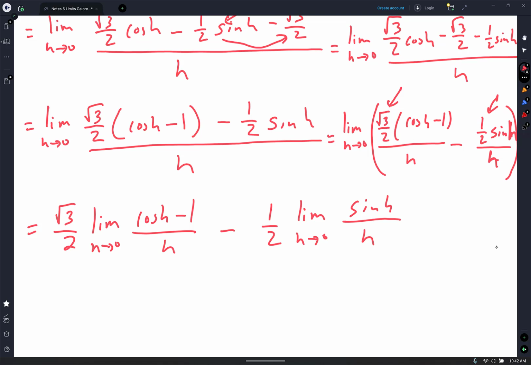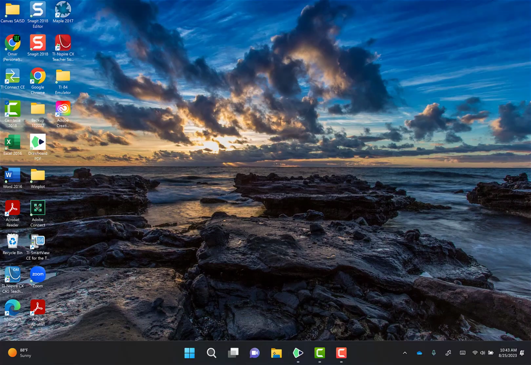Do you guys still have on file your notes 2, the special limits? Look at them real quick. Because it doesn't have an h, it's just a constant. It's from your limit properties. Let me take out notes 2 so you guys can see.